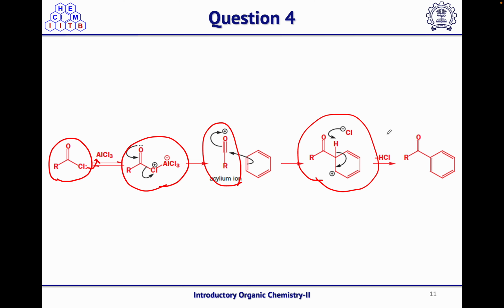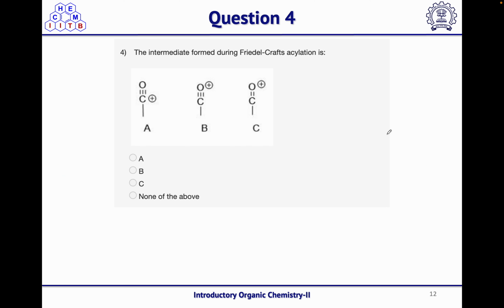So we have seen the mechanism for Friedel-Crafts acylation reaction. Now what was the question? What is the intermediate that is formed in Friedel-Crafts acylation reaction? They have given 3 options, and the right option is option number B. That is, this acylium ion is the intermediate that is formed during Friedel-Crafts acylation reaction. Is this clear for everyone?